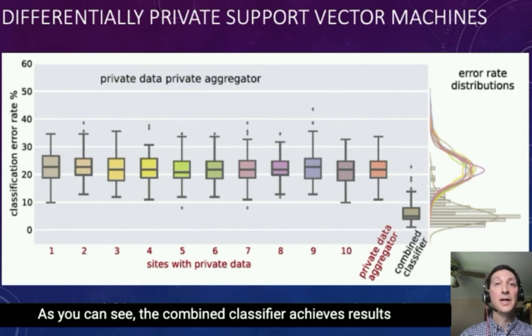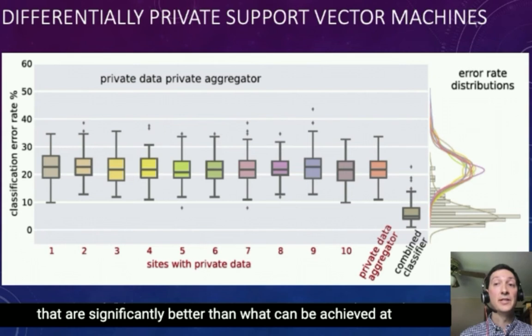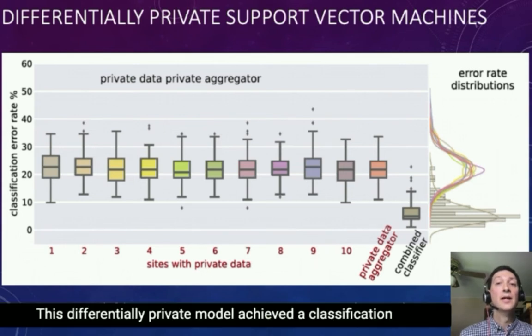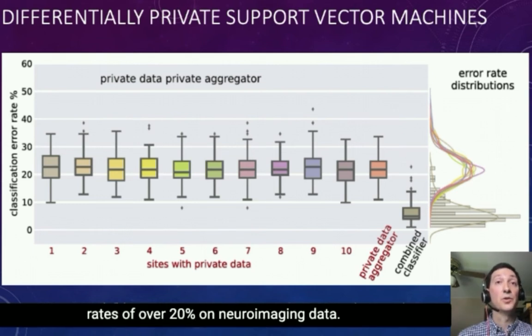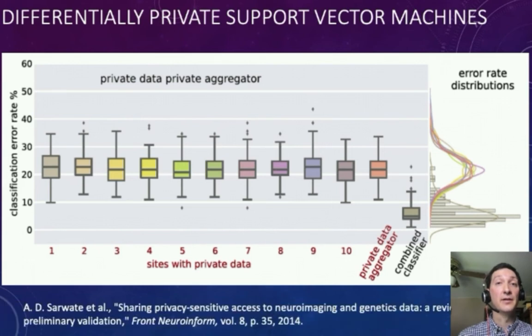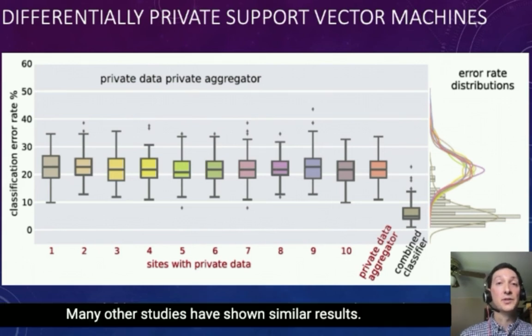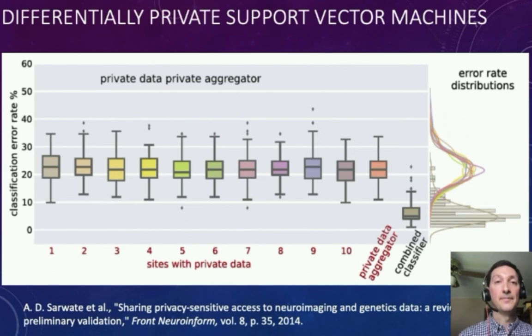As you can see, the combined classifier achieves results that are significantly better than what can be achieved at a single site. This differentially private model achieved a classification error rate of 5%, whereas individual sites achieved error rates of over 20% on neuroimaging data. Many other studies have shown similar results.